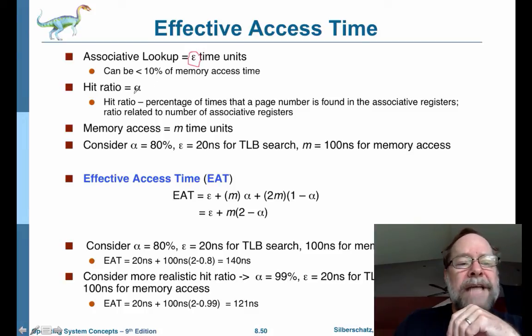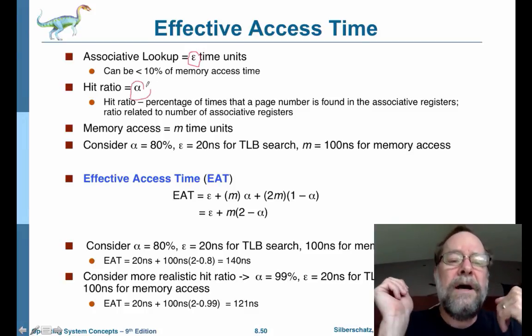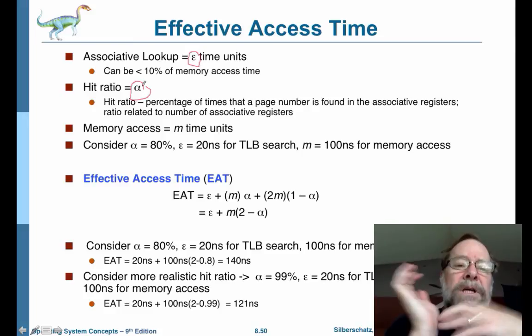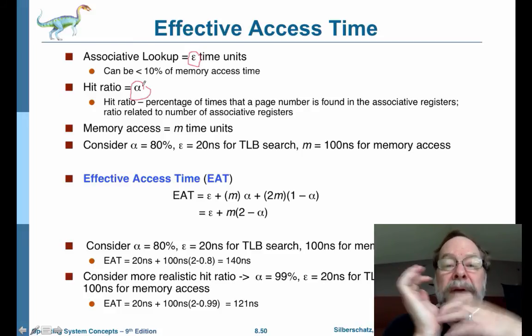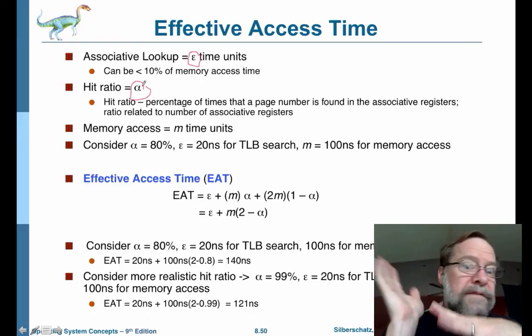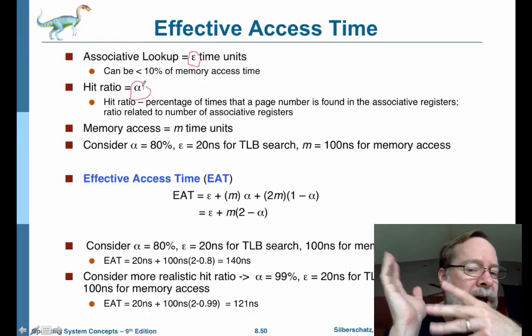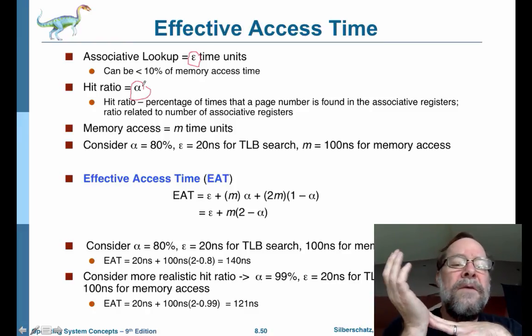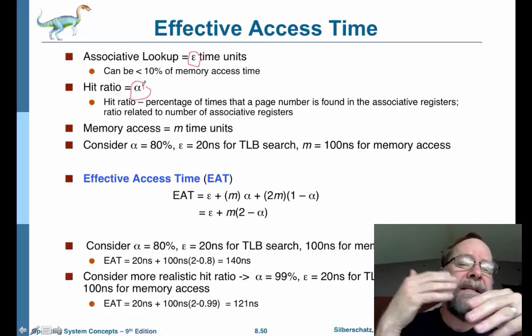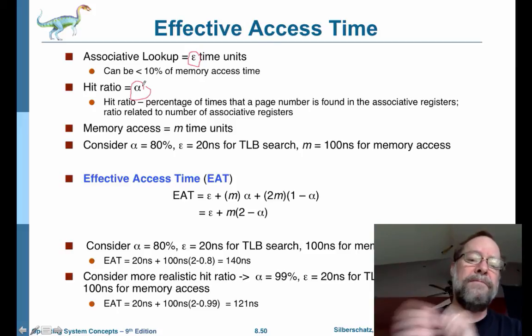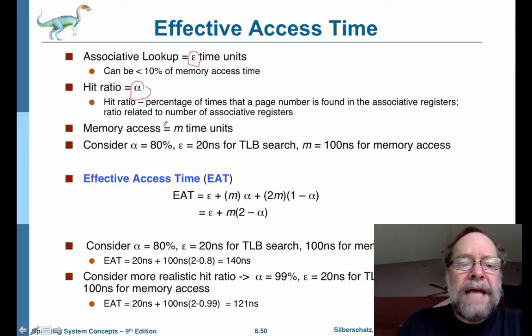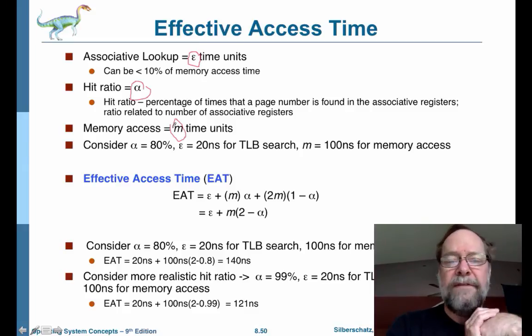The hit ratio is alpha. That's the portion of times that we go to the associative memory and we find the page number there. We'd like that to be very high because if alpha is very high, if it's close to 1, then we're going to basically evade doing 2 lookups, 2 memory accesses. Then we need M, which is the amount of time it takes to actually access the RAM, the physical RAM.